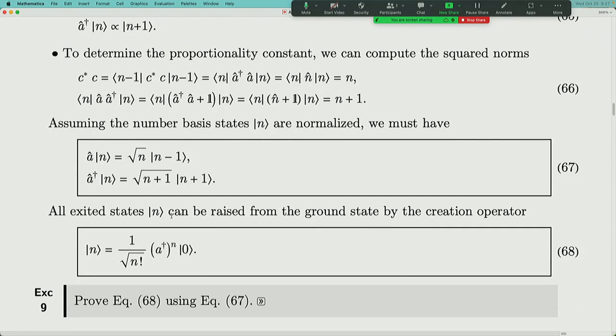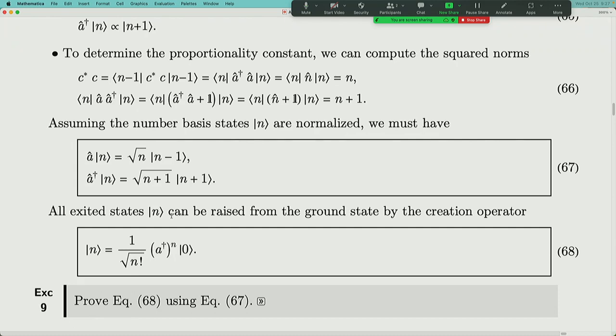And following a similar derivation, which I show in the second line, you can also find that if you apply A dagger on this n boson eigenstate, you get an n plus 1 eigenstate with a prefactor. And the prefactor, instead of square root of n, is square root of n plus 1. Okay?